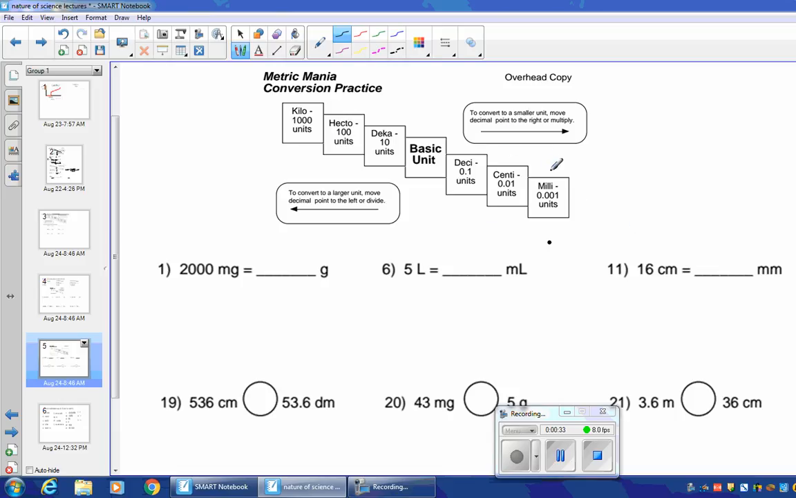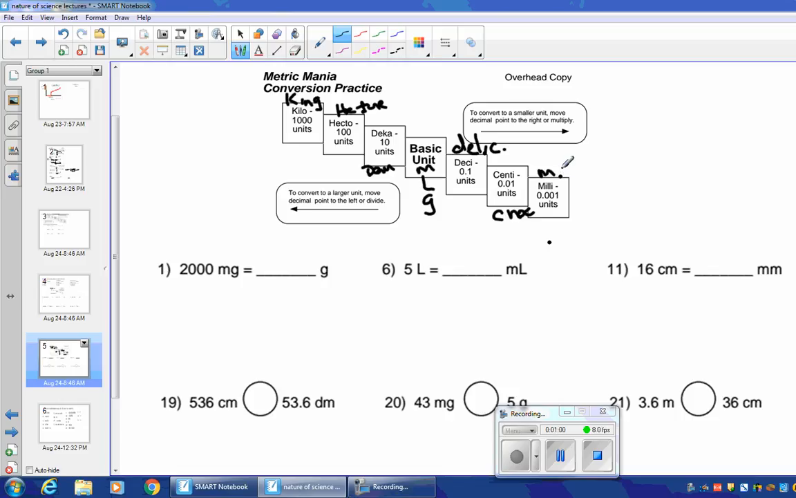All right, so remember the mnemonic: king for kilo, hector for hecto, demanded for deca, more for our base unit meter, but remember to also put what other two letters? Liters and gram. Delicious for deci, delish, chocolate for centi, and milk for milli.